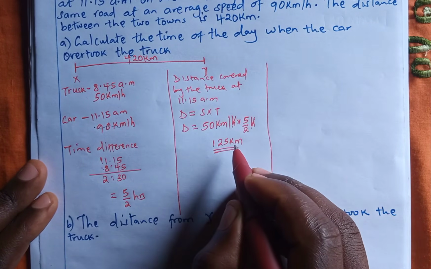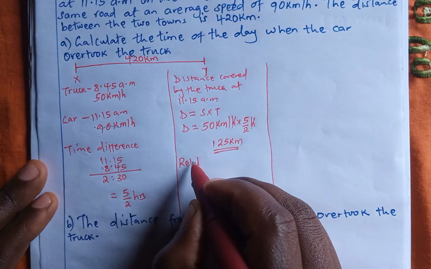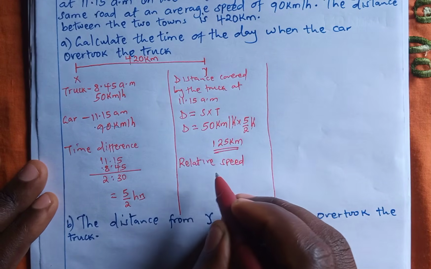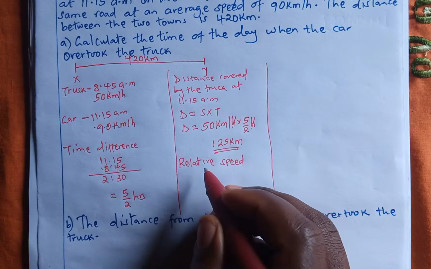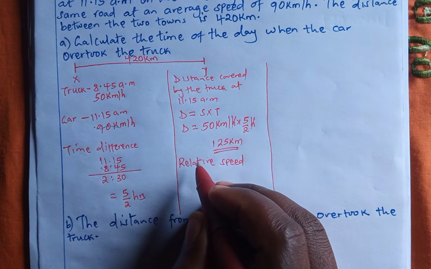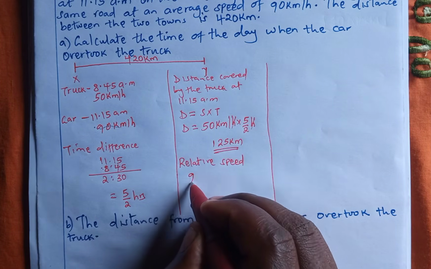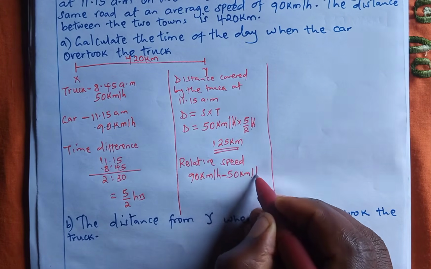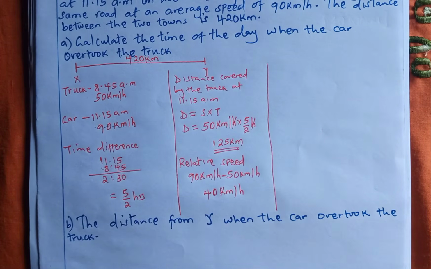Now 125 is our distance. The next thing we are going to do is work out the relative speed. Because these two vehicles took off from the same point, the relative speed is going to be the difference in their speeds. That is 90 kilometers per hour take away 50 kilometers per hour, a difference of 40 kilometers per hour.